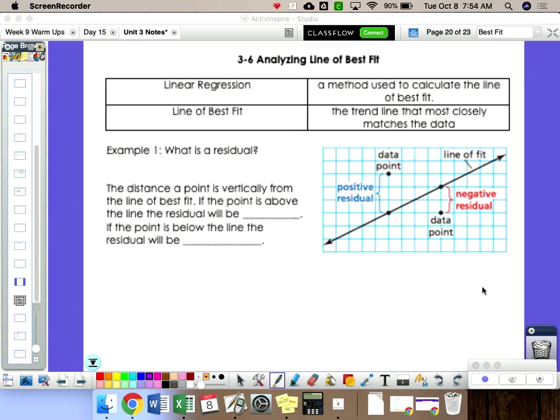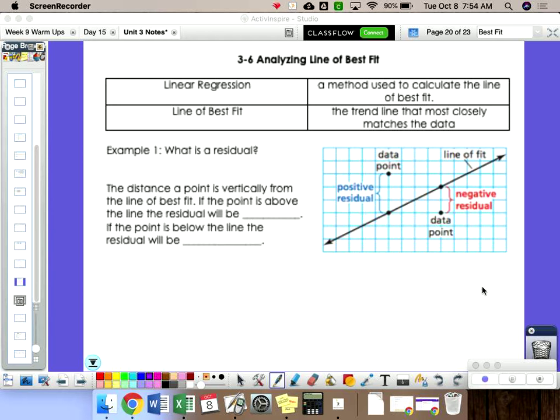6, analyzing lines of best fit. So we already talked about how to find a line of best fit. Now we're going to look at different ways to analyze it. So a couple definitions. We're going to talk about linear regression.